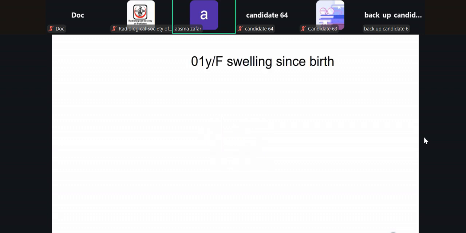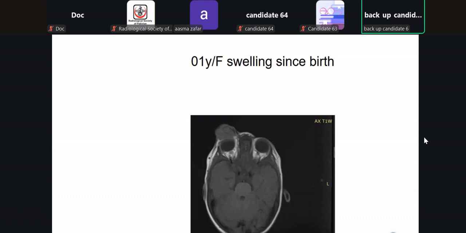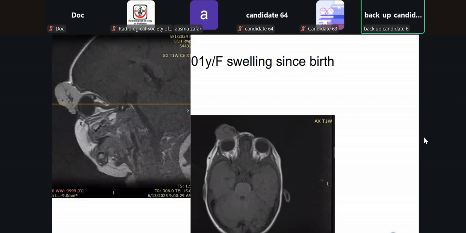Okay, next case. This is a 1-year-old female who presented with swelling since birth. This is one image of axial T1 weighted MRI brain. Here I can appreciate a lobulated hypointense mass noted in the preseptal space. This mass is lobulated, causing posterior compression of the globe on the orbit.